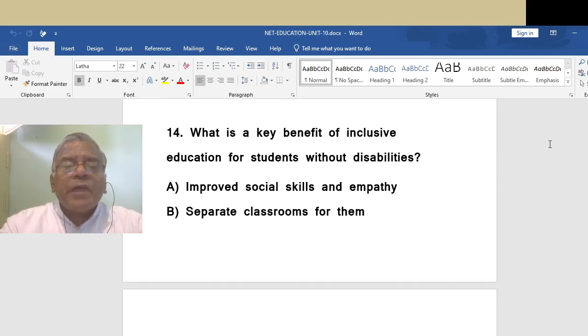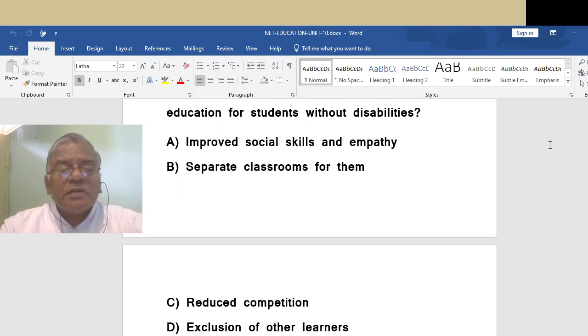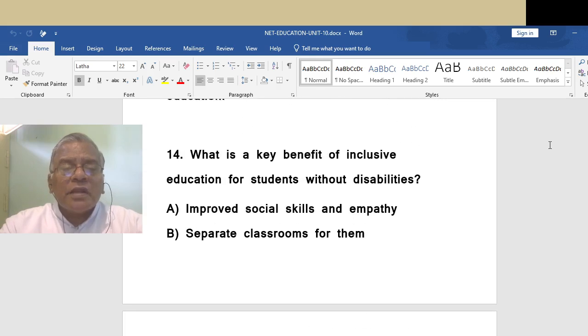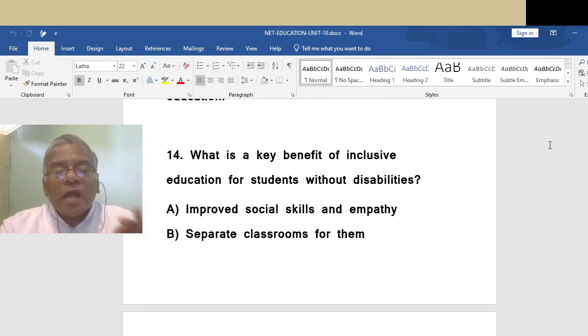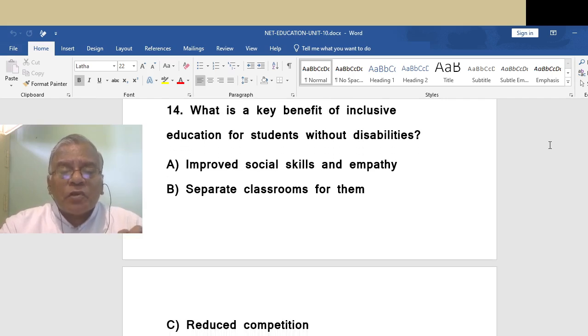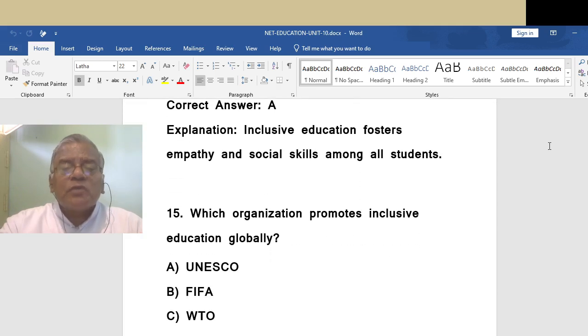What is the key benefit of inclusive education for students with disabilities? Improved social skills and empathy, separate classrooms for them, reduced competition, exclusion of other learners. That is, improved social skills and empathy. That is the key benefit of inclusive education for students with disabilities. Inclusive education fosters empathy and social skills among all students.